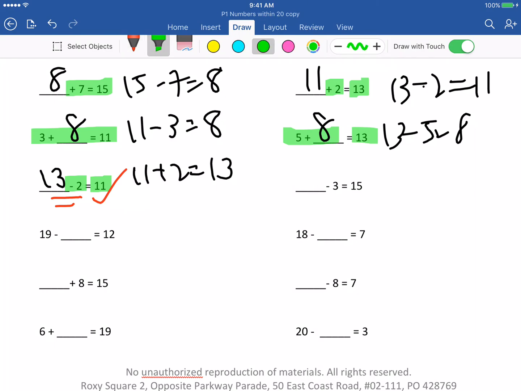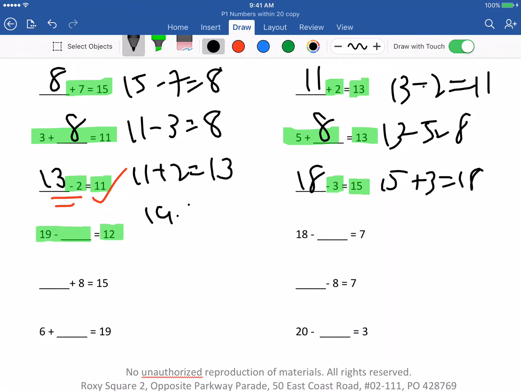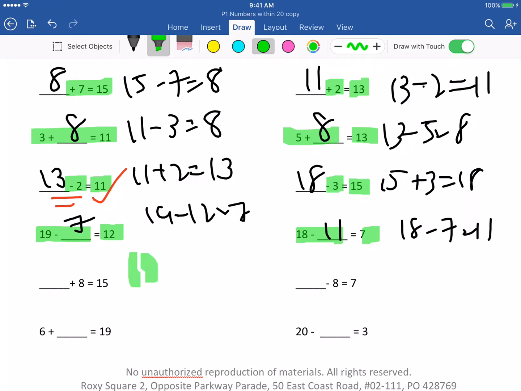Next one, what number must you subtract 3 from such that you get 15? Although this says minus, the answer is not that. It will be 15 plus 3 equals 18. Next one, 19 minus what number will give you 12? It's actually 19 minus 12, which is 7. Next one, 18 minus what number will give you 7? The answer is actually 18 minus 7, 11. Next one, what must you add to 8 such that it gives you 15? It should be 15 minus 8, which is 7.